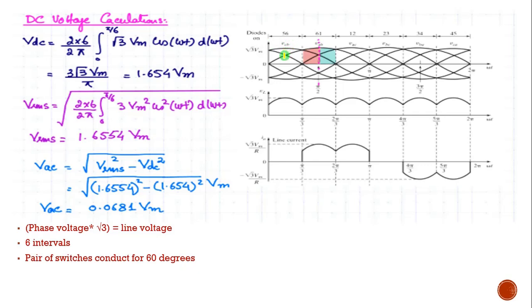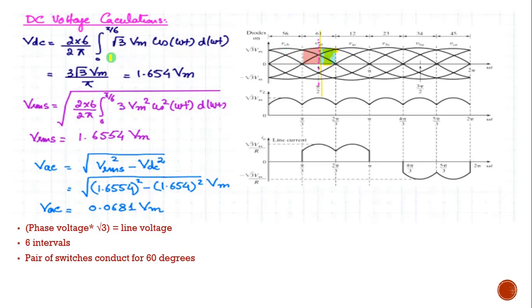DC voltage calculation, VDC will be equal to, you can see here, if I take this as the reference line, and I have already told you 6 intervals will be there. Also I am taking this area only. This is a total of 60 degrees, half of this means 30 degrees. So the interval will be from 0 to 30 degrees, that is 0 to pi by 6. And here we get the output voltage, that is the line voltage. So line voltage equals root 3 times phase voltage. So root 3 times Vm will be the maximum value here.